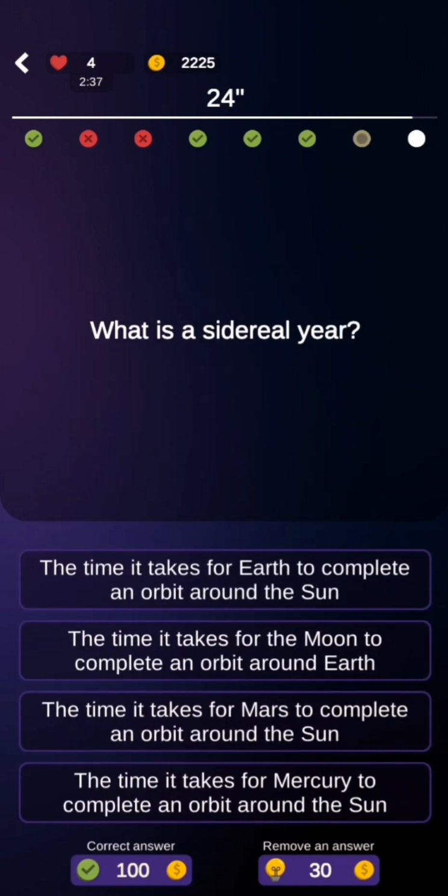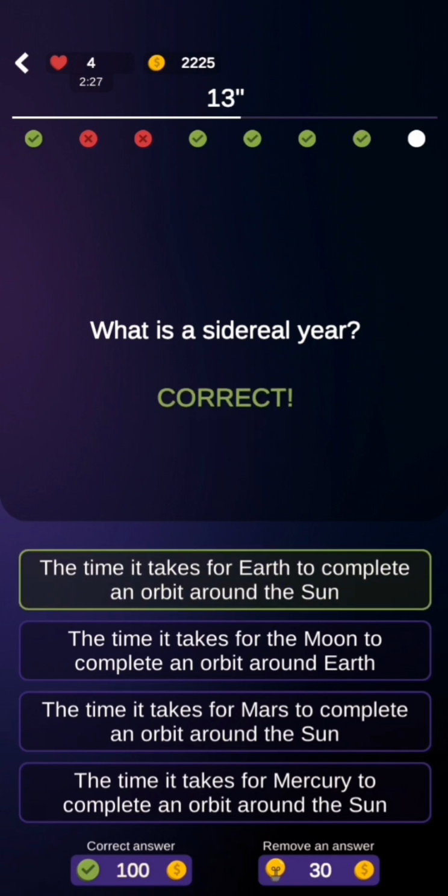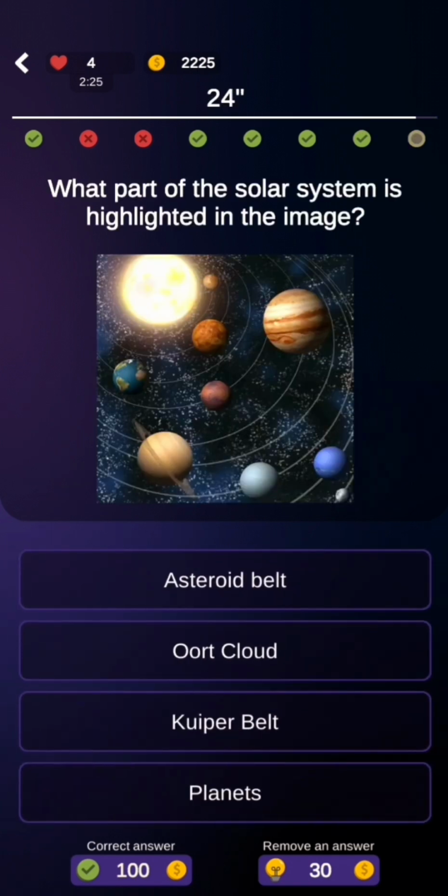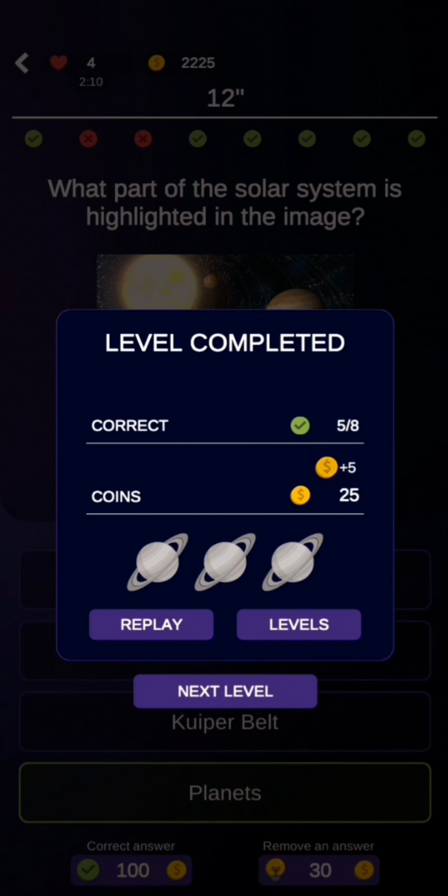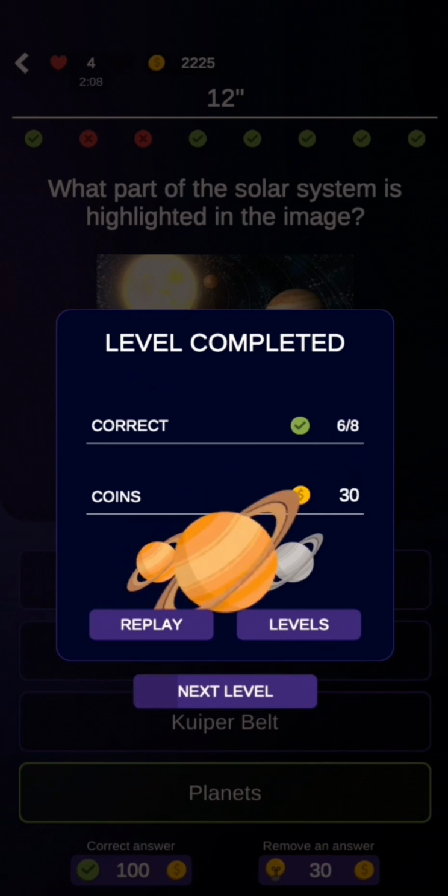What is a sidereal year? Ooh. The time it takes for Earth to complete one revolution. Time it takes for the moon. Time it takes for Earth. One revolution around the sun. 165 days. What part of the solar system is highlighted in the image? The whole damn thing. What do you mean? Planets. Let's see. We can use context clues.